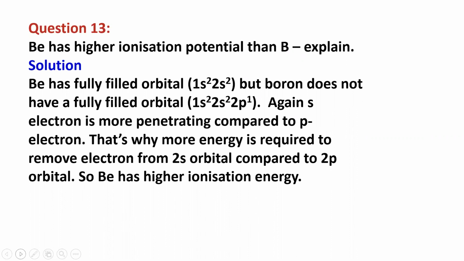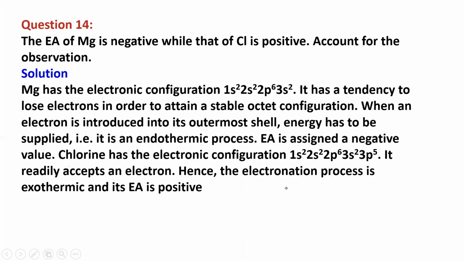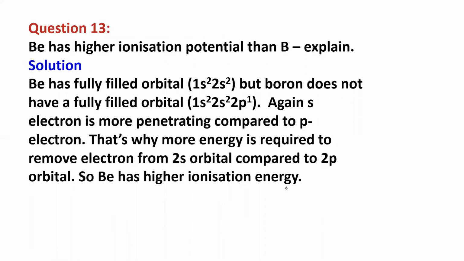So for all the periodic properties, especially ionization potential and atomic radius, we have to see the electronic configuration. We have discussed electronic configuration in the previous chapter, that is atomic structure. Beryllium has a fully filled orbital, that is 1s2 2s2, whereas boron does not have a fully filled orbital. It has the configuration 1s2 2s2 2p1.